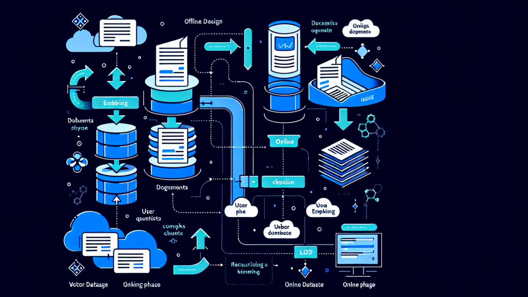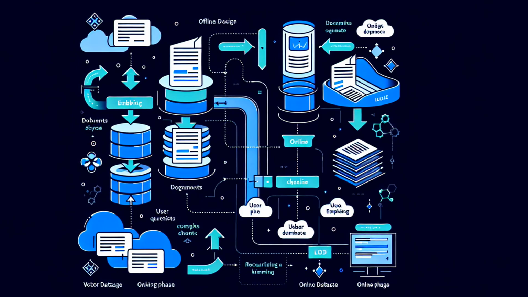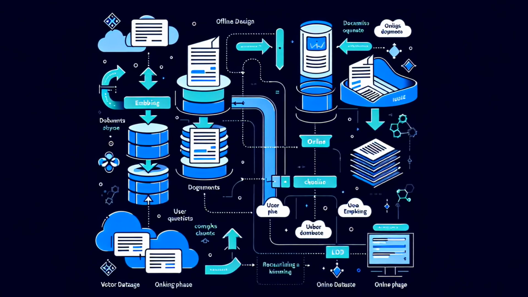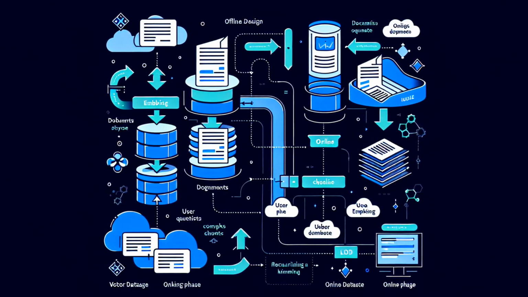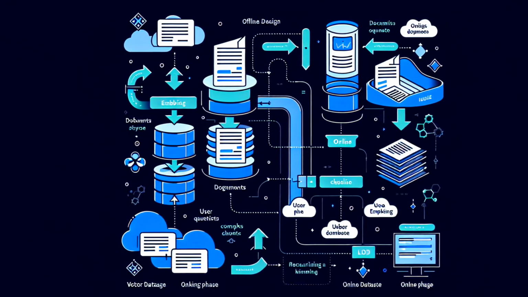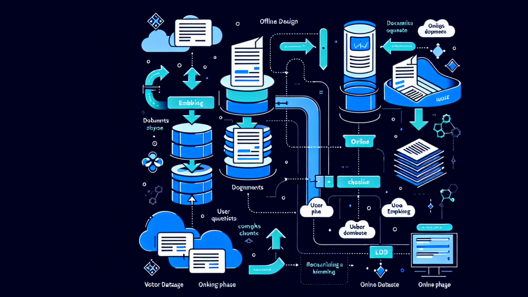Every RAG system has two distinct phases. The offline phase happens before any user asks a question. This is where you prepare your knowledge base. You take your documents, split them into chunks, convert those chunks into embeddings, and store everything in a vector database. Think of this as building the library and creating the index card system. The online phase happens at query time. The user asks a question, you search for relevant chunks, stuff them into the prompt, and get an answer. The offline work makes the online search possible.